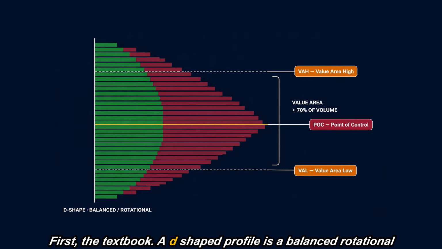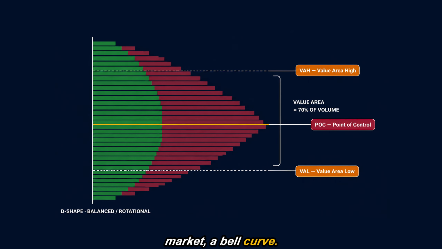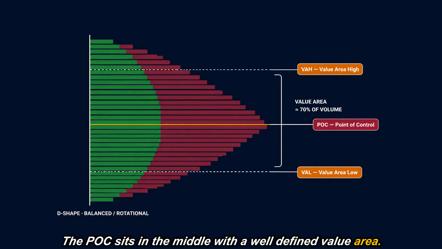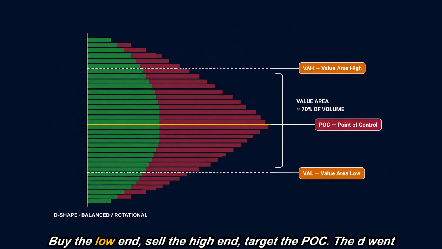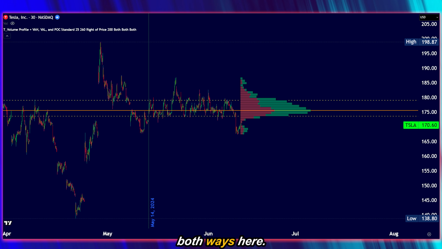First, the textbook. A D-shaped profile is a balanced rotational market, a bell curve. The POC sits in the middle with a well-defined value area. The strategy is mean reversion: buy the low end, sell the high end, target the POC. The D went both ways here.